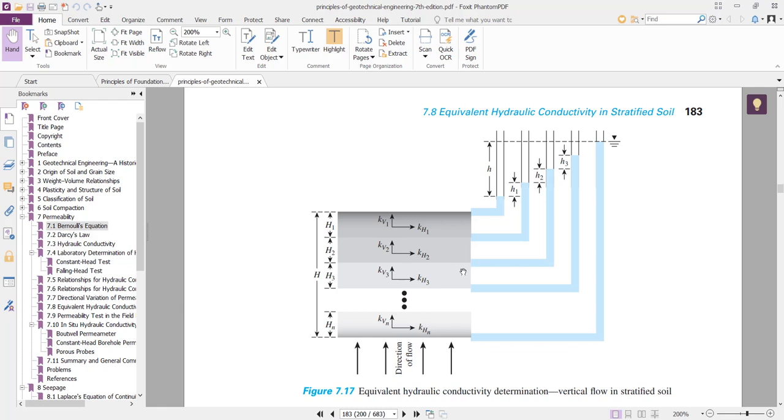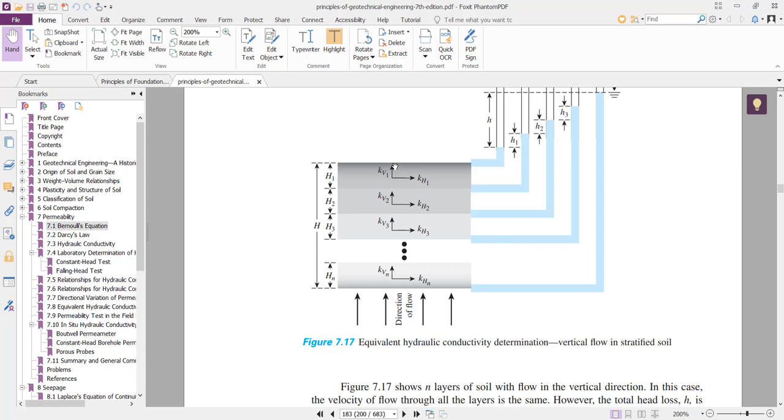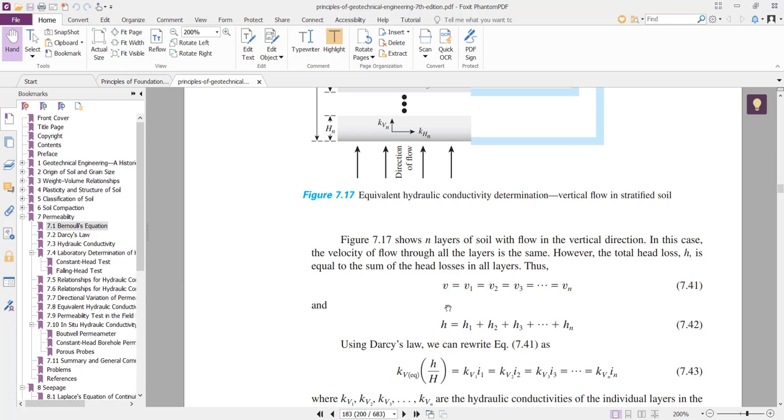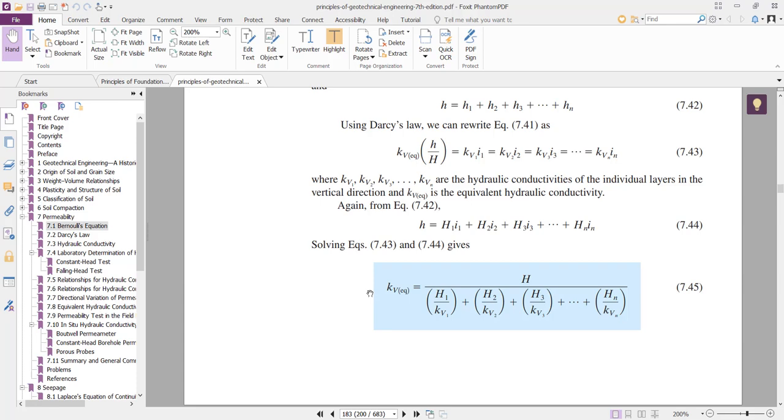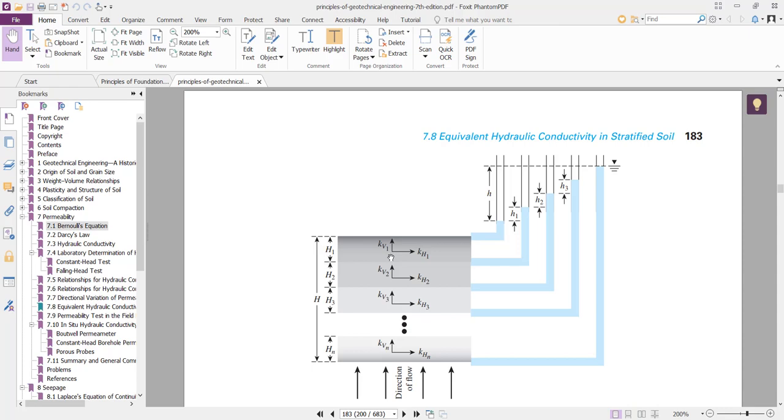So here, if the flow is perpendicular to the soil, to get the equivalent one, we find that the flow is equal here, here, here, here, but the head h here equals h1 plus h2 plus h3 plus h4 until we reach hn. As I said, the velocity is equal because q equals v times area. The area is equal, so the velocity is equal, that's fine, and since h equals h1 plus h2 plus h3 plus h4, eventually we can reach the k equivalent in vertical direction. So this is k in horizontal direction if it's parallel, and this is if it's vertical.